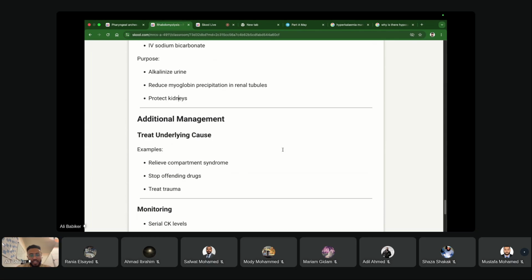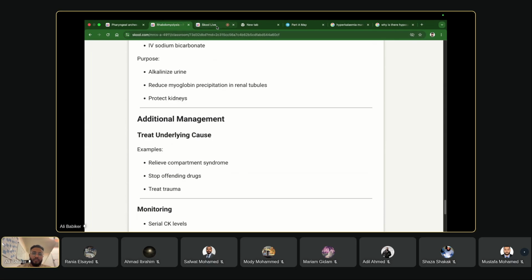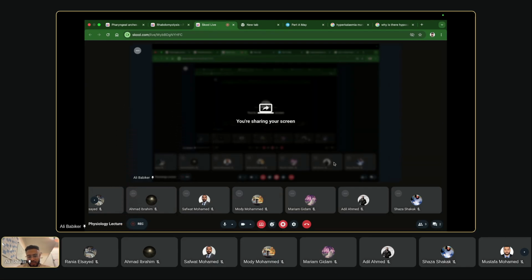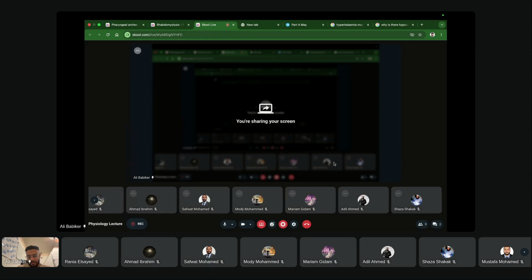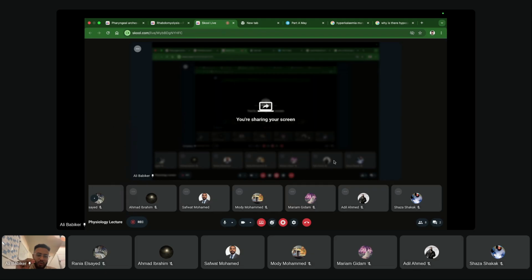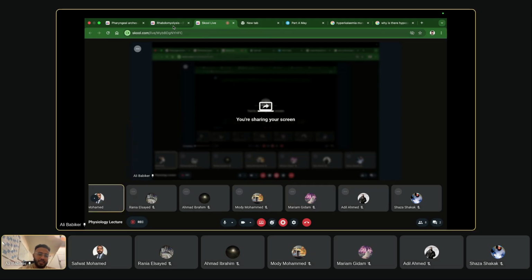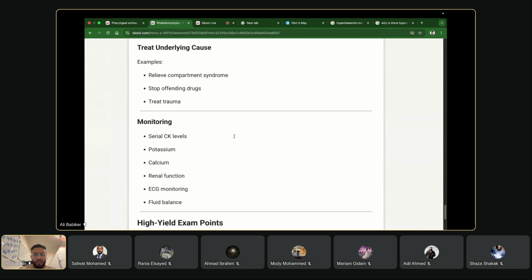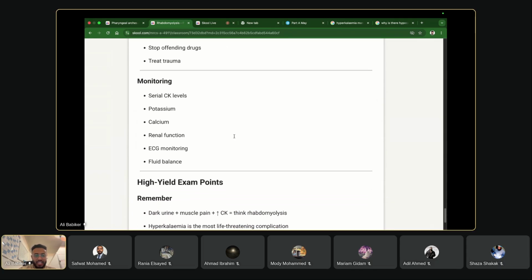Additional management: treat the underlying cause. Relieve the compartment syndrome. How do we relieve the compartment syndrome? Quick, fast, guys. Answer. How do we relieve compartment syndrome? Fasciotomy. Fantastic. Good. Stop the offending drug and treat the trauma. Serial CK level, potassium, calcium, renal function, ECG monitoring.